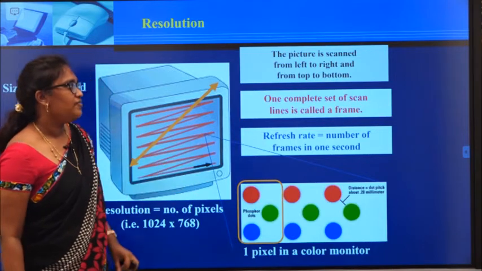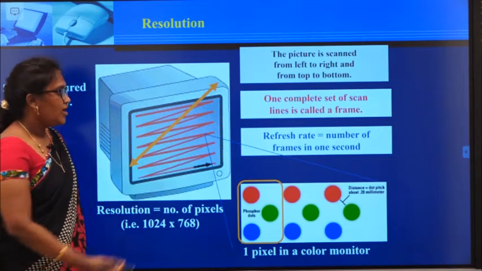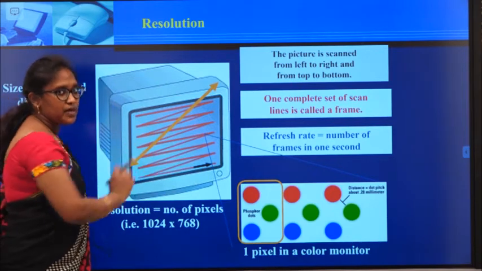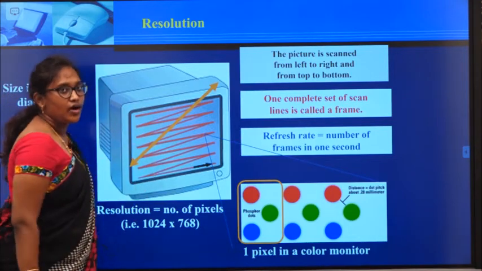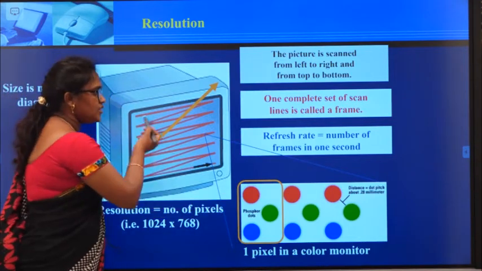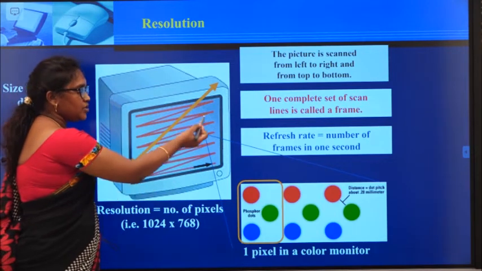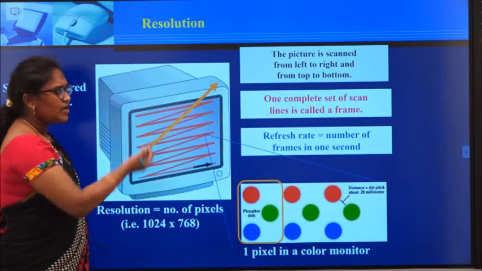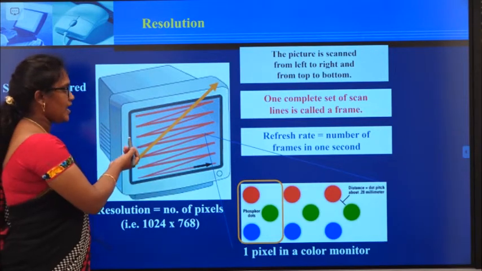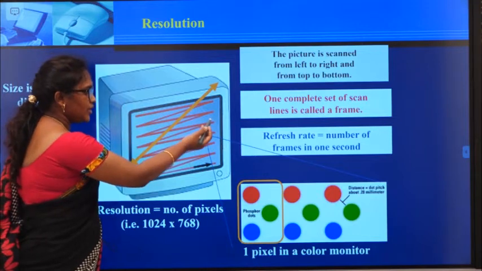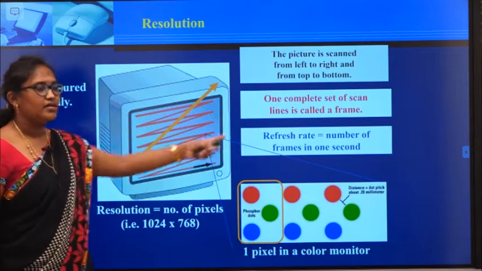Next one is frame. What is the meaning of a frame? When we want to display one picture, all the pixels, the combination of dots, should be scanned either from left side to right side or from top to bottom. Whenever we are scanning the dots from left side to right side, one complete scan is called a frame.